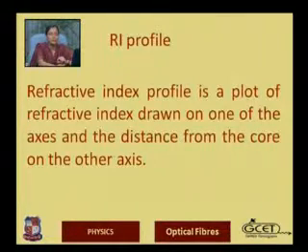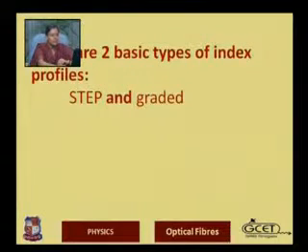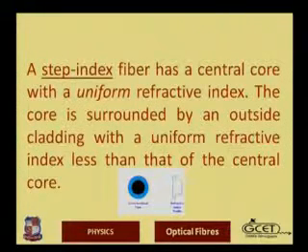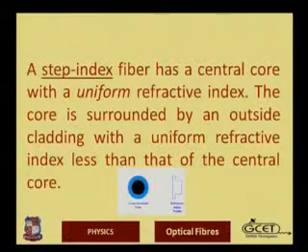It is a plot of refractive index drawn on one of the axes and the distance from the core on the other axis. Now, there are two basic types of index profiles: step and graded. Step means it is the stepwise index profile. One can say that it has a central core with a uniform refractive index. The core is surrounded by an outside cladding with a uniform refractive index less than that of the central core.